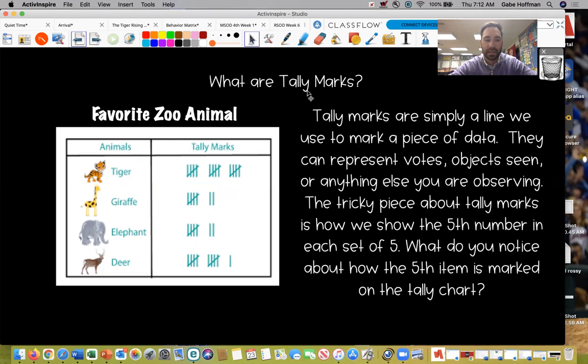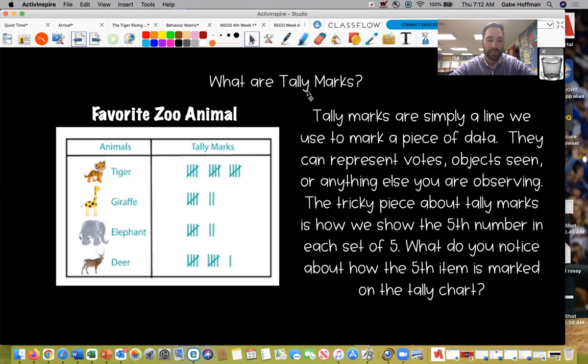So if I'm collecting data and I go to somebody and say, hey, what's your favorite animal at the zoo? They say tiger. I would mark that with a tally on my chart. Or maybe I've given them a select 4. You have a choice between a tiger, giraffe, elephant, or deer. Of those 4, which is your favorite? And they tell me elephant. So I use the line to mark elephant. You're really just collecting data with these little lines to show the number of answers.